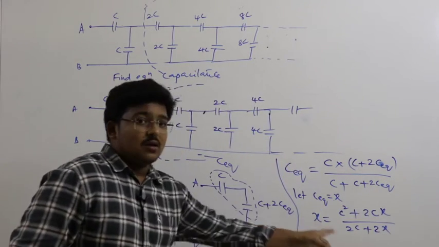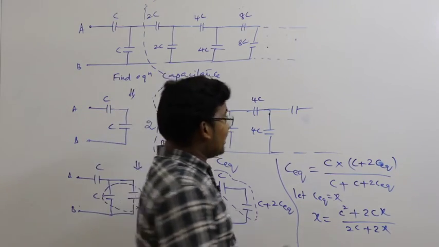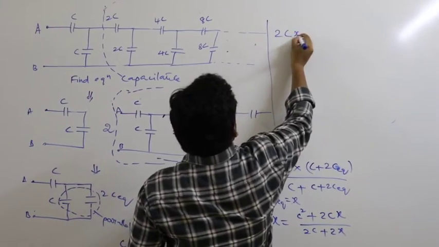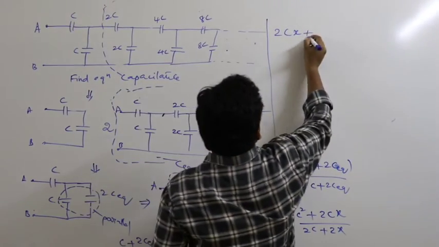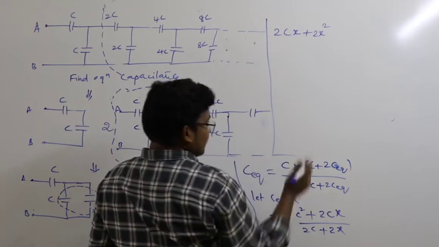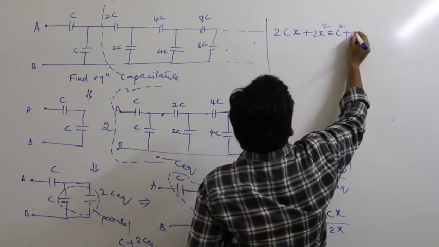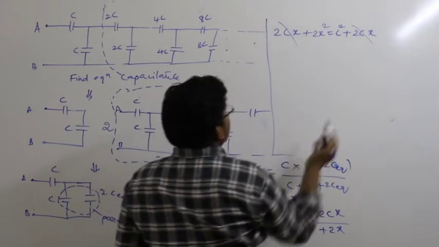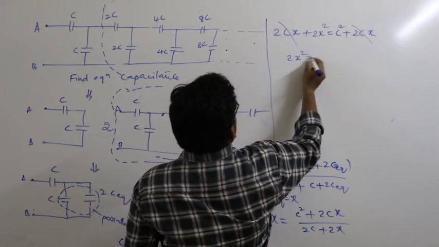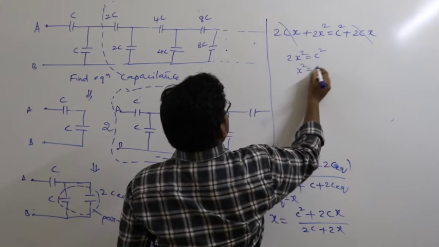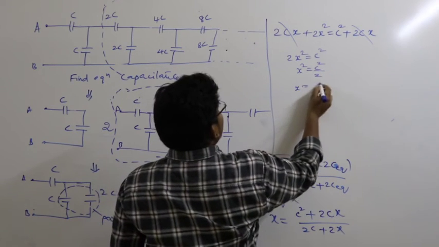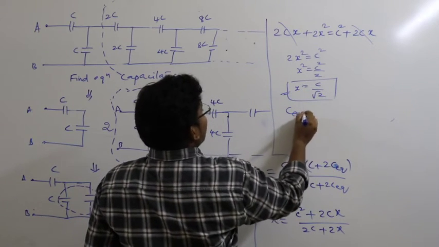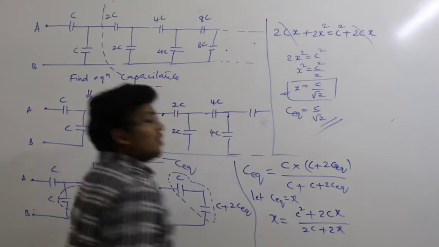Now cross multiply, so that you will get 2 times C into x plus x into 2x, that is 2x square, is equal to C square plus 2Cx. Now this 2Cx cancels. Now we got 2x square is equal to C square, then x square is equal to C square upon 2, then x is equal to C by root 2, which is nothing but C equivalent. So we got the C equivalent of the circuit.